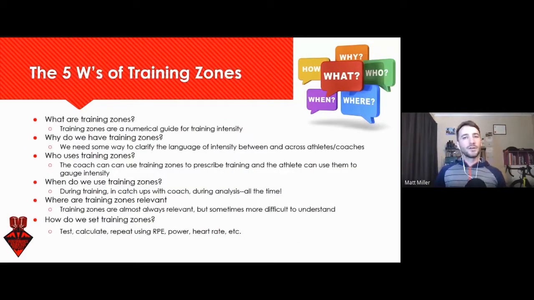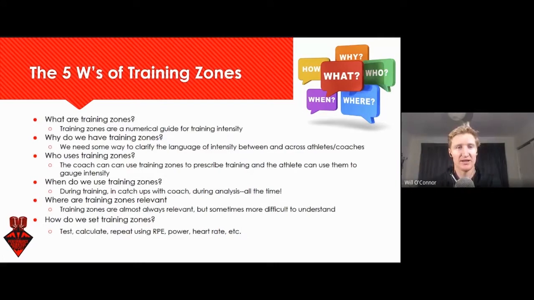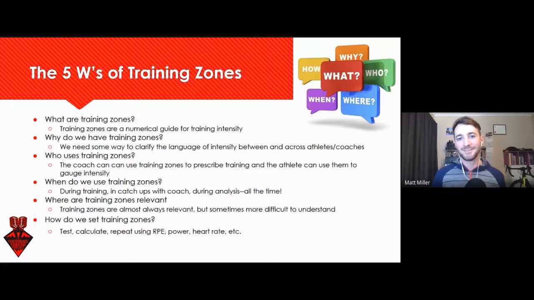Okay, so Will, what are training zones to you? For me, I use them really two ways: setting training intensity, and then post analysis. So monitoring either training or race effort, like time in zones, that kind of thing. So it's like a numerical guide, as a way to guide your training, right?